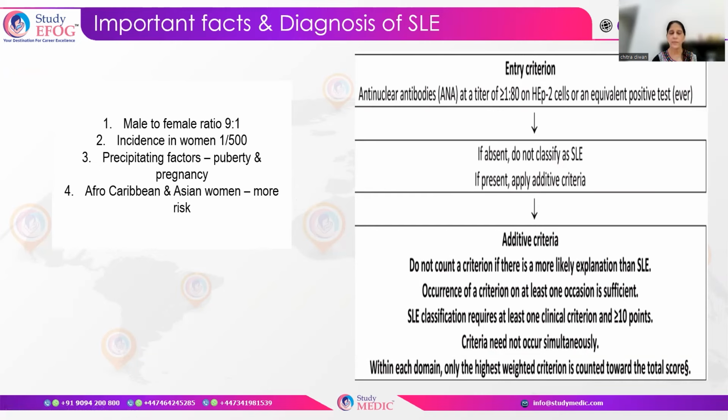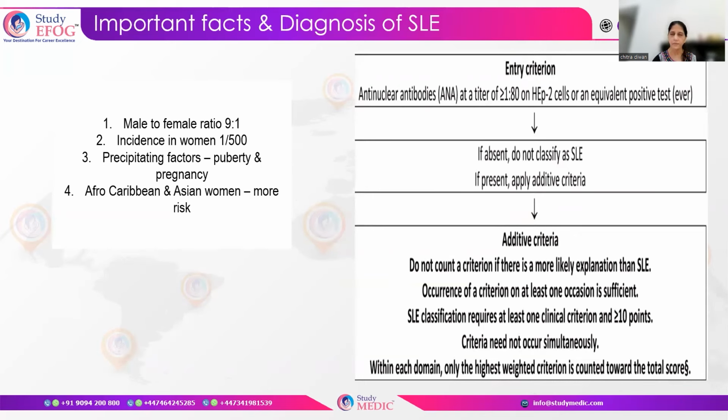So, there are some entry criteria. For a woman to be labeled as SLE, she should have anti-nuclear antibodies, and they should be present in a titer of more than or equal to 1 in 80 on Hep2 cells, or you should have an equivalent positive test. Now, if the woman is negative for ANA antibodies, please do not label her as having SLE. If ANA antibodies are present, then apply the additive criteria.